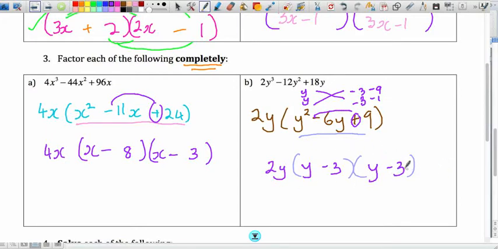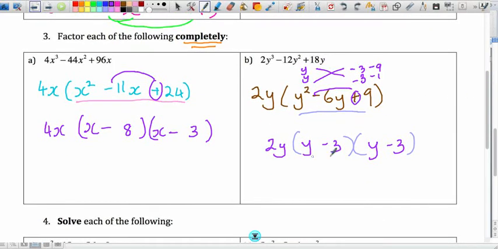And I've now factored completely, first by removing the GCF, and then by factoring the remaining trinomial, which happened to be a perfect square trinomial.